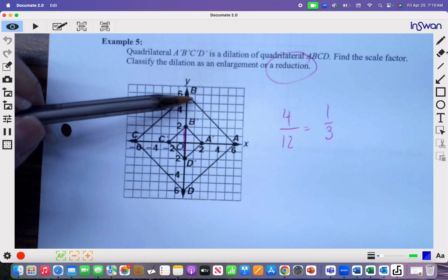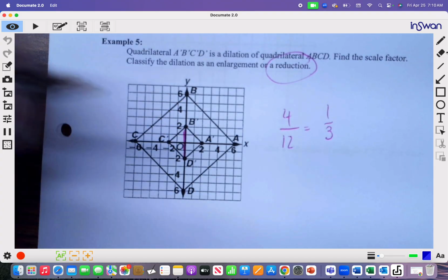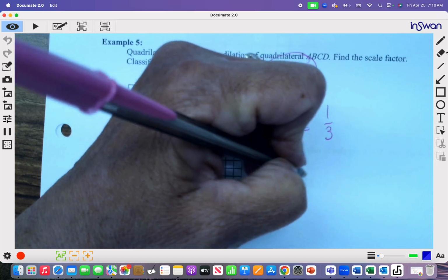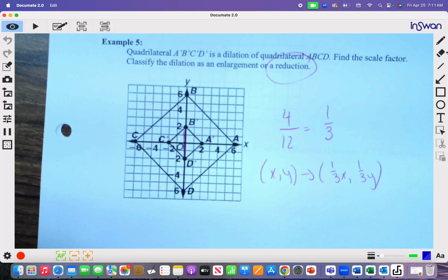That means that it's a reduction, and the new one is 1/3 of the size of the original one. But don't forget, the angles are congruent. It's the sides that are a third of the size. And if we were going to write that with arrow notation, it would be 1/3 x, 1/3 y.